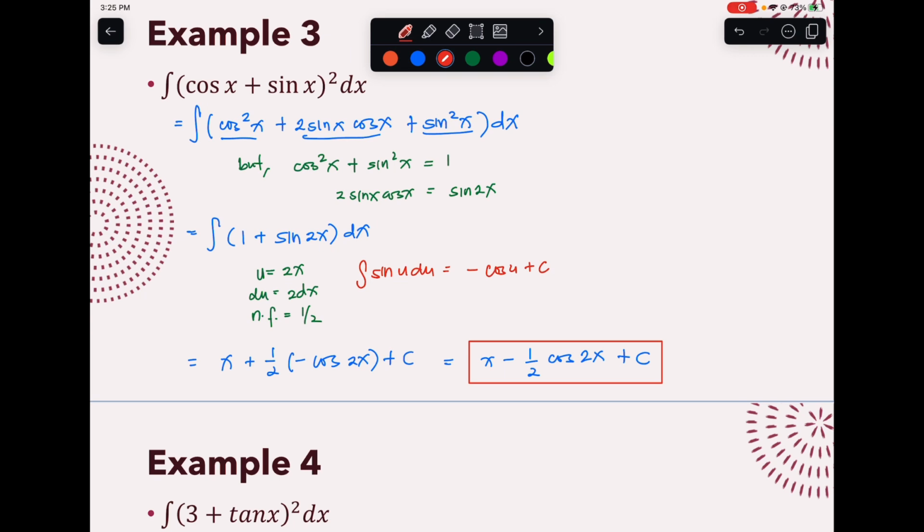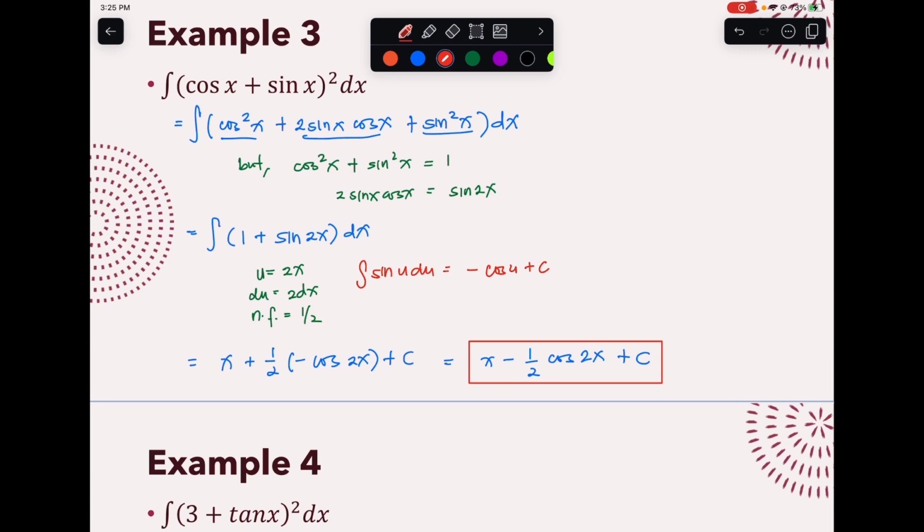So 1 can be integrated as simply x, and then the integral of sine 2x is negative cosine 2x. Since we have 2x, our neutralizing factor will be 1/2. Thus we have x minus 1/2 cosine 2x plus c.